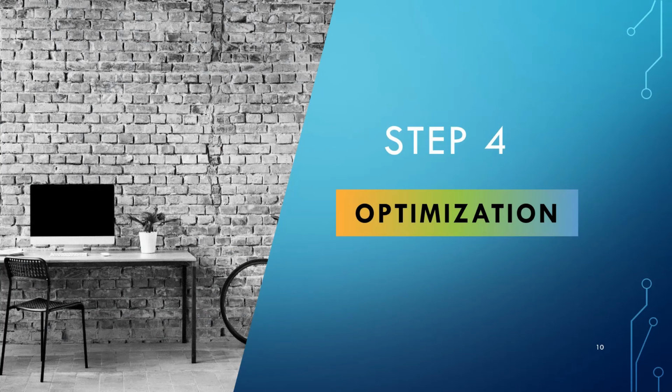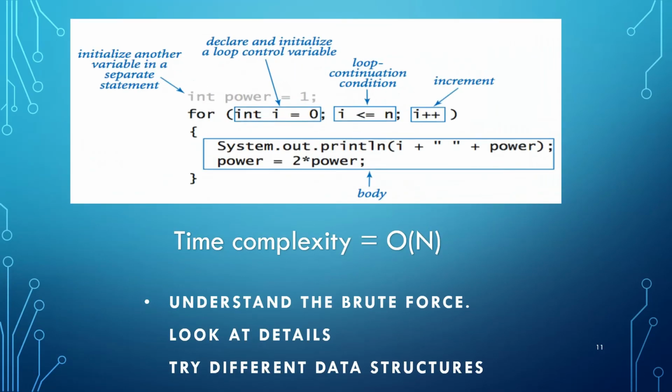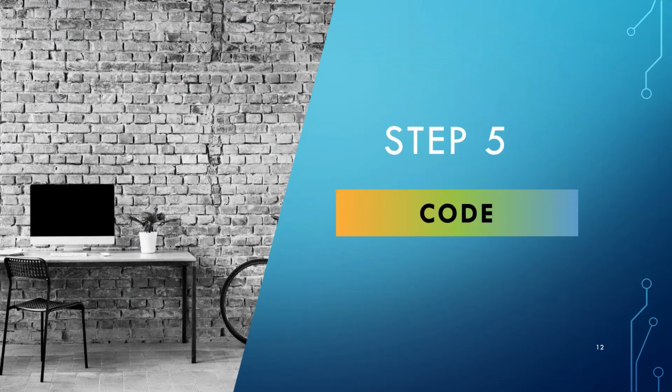Step 4. Optimization. Take one step back and look at what exactly we have done. Now understand the brute force solution and try to get an optimized solution. Try all the data structures that you can in your brain so that you can come up with the best and optimal solution for the given problem. This will enhance your data structures knowledge as well as all the corner cases needed to solve the problem.